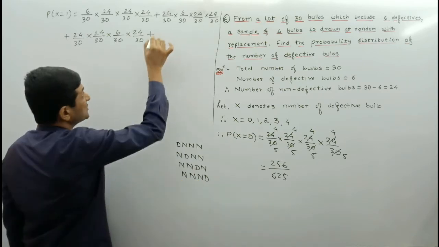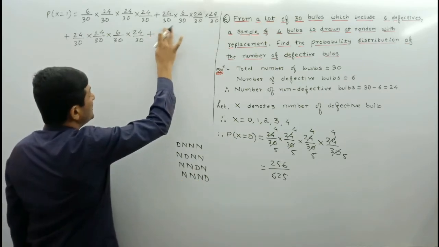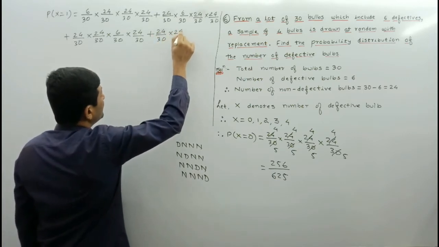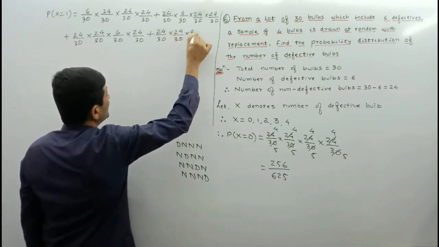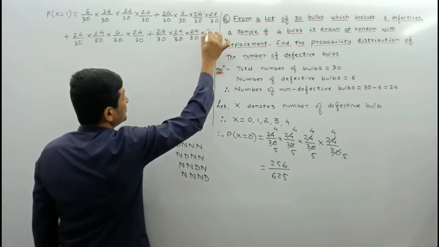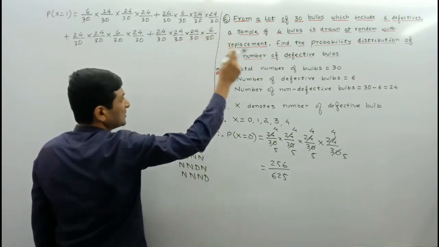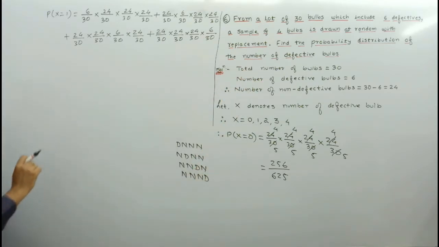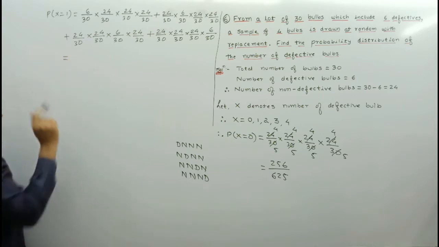In first 3 cases non-defective bulbs are there. Non-defective means what? 24/30 into 24/30 into 24/30 into last case is defective. Defective means what? 6/30 because 6 defective bulbs are there out of 30. So its probability is 6/30. Remaining part is just simplification part.